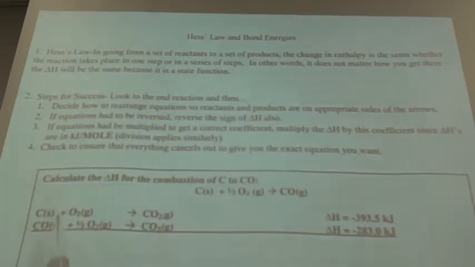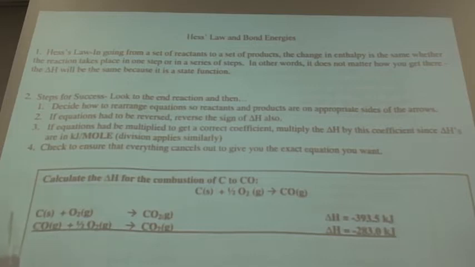Now what you're going to do to manipulate these is you have a couple of choices. First, you can leave this reaction as it's written, or you could flip the reaction and make the CO2 the reactant and the C and the O2 the products. If you do in fact flip the direction of the equation, you need to flip the sign of delta H, so it would become positive 393.5 kilojoules.